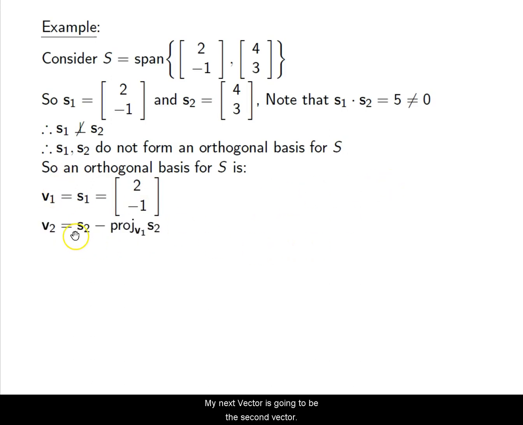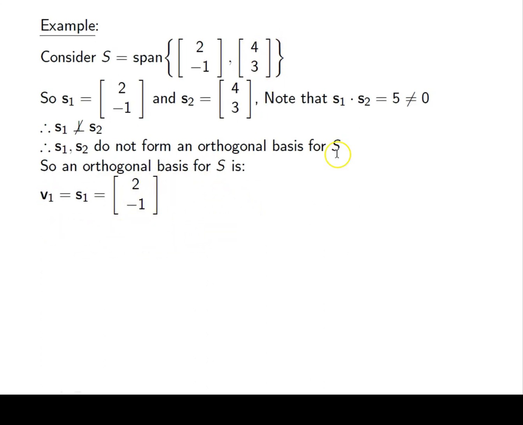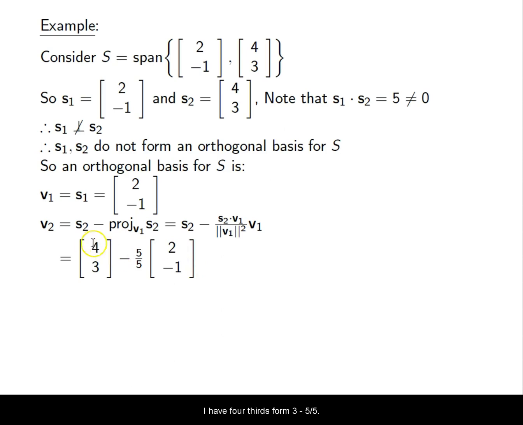My next vector is going to be the orthogonal component of the second vector, projected onto that first vector in my orthogonal basis. In order to find v2, we just follow the formula: S2 minus the projection onto the scalar multiple of v1. So I have 4, 3 minus 5 over 5 times 2, -1.